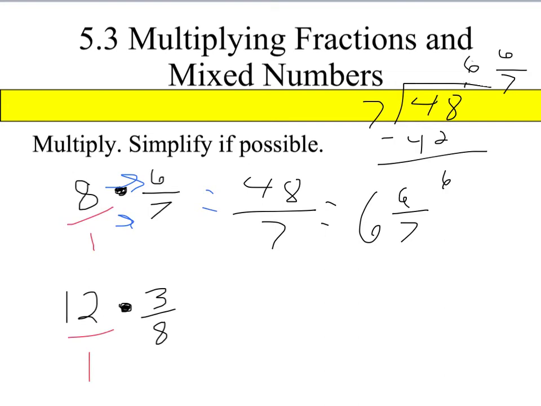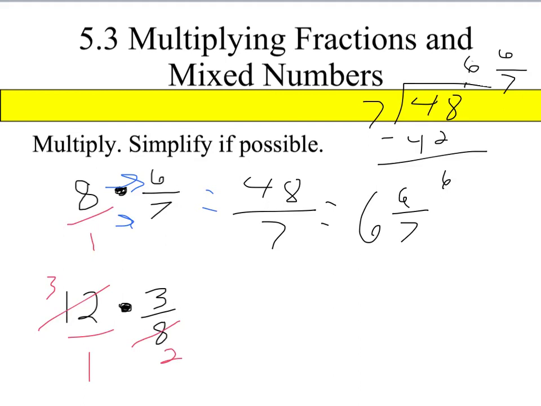It does. 12 and 8 have common factors. What's the common factor between 12 and 8? The largest common factor between them, also known as the GCF. Okay, the answer is 4. So if I can divide each number by 4, I end up with 3 on the top, and I end up with 2 on the bottom.